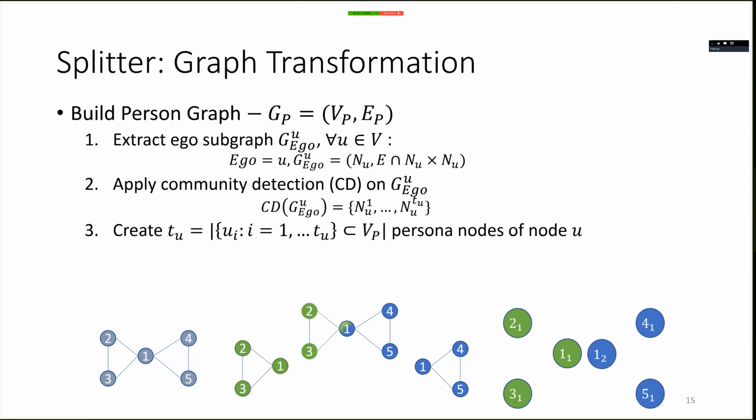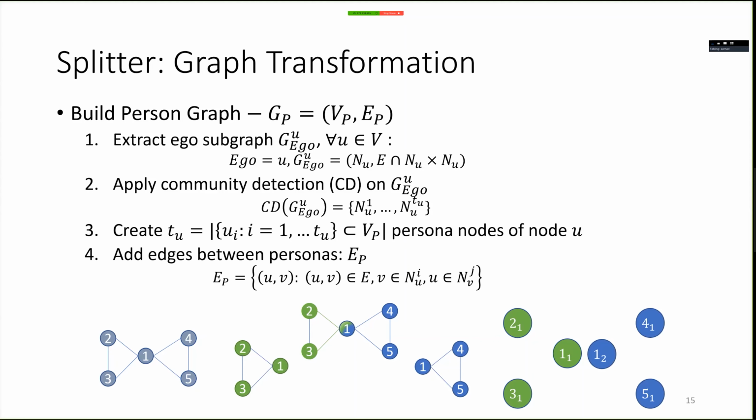So by step 3 now we have persona nodes for each of the nodes in the original graph. As you can see, ultimately you will have at least the same number of nodes from the original graph or more, depending on how many contexts you have per node. Here comes the last step, to add edges. So how to add edges?